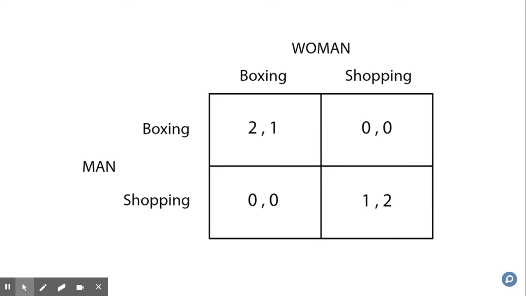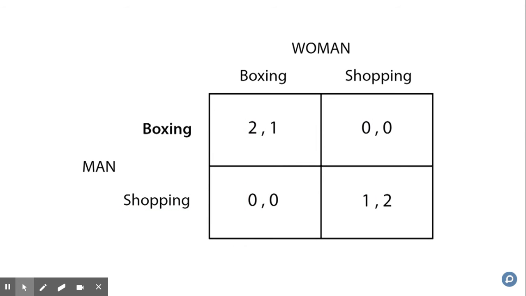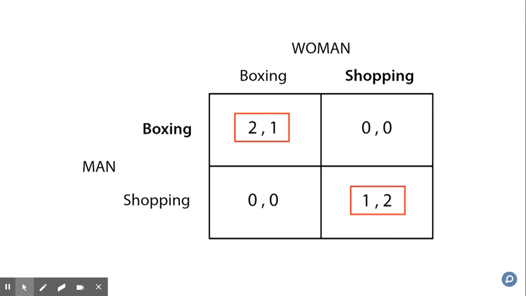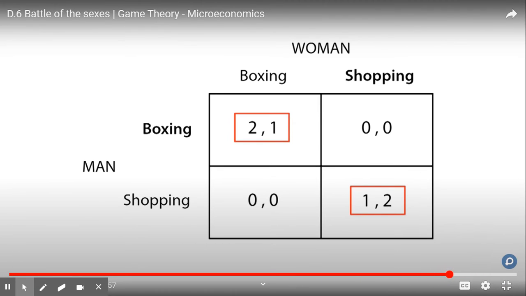This can be easily seen by looking for a dominant strategy equilibrium. For the man, boxing is the dominant strategy, since the experience payoff is greater than for shopping. However, for the woman, shopping is the dominant strategy, for the same reason. Therefore, we have two Nash equilibria. The only way we have to solve this dilemma is through the use of mixed strategies, in which we look at the probability of our opponent choosing one or the other strategy, and balance our payoff against it.